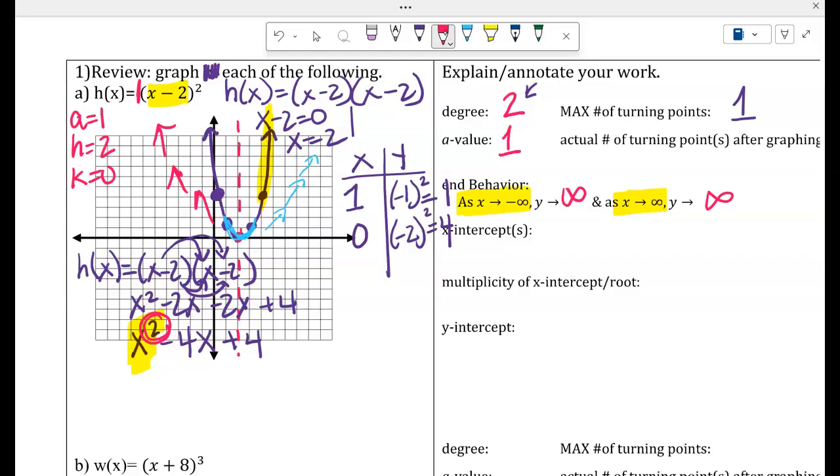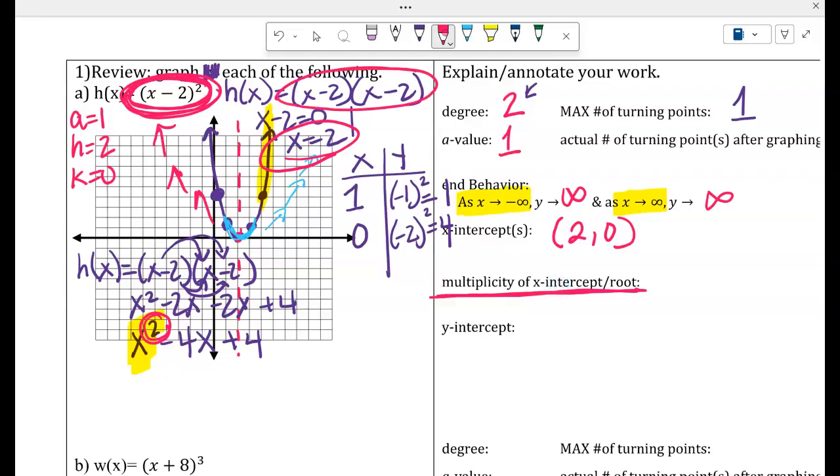We have an x-intercept at x equal to 2. So we are going to write it as (2, 0). This is a new concept as well. It says here, multiplicity of your root or x-intercept. Multiplicity meaning that, hey, how many times is it repeating? So since we have (x minus 2) quantity squared, that means we have 2 of those. So we have an even multiplicity. So even multiplicity.